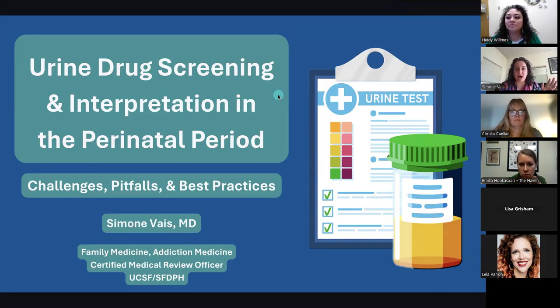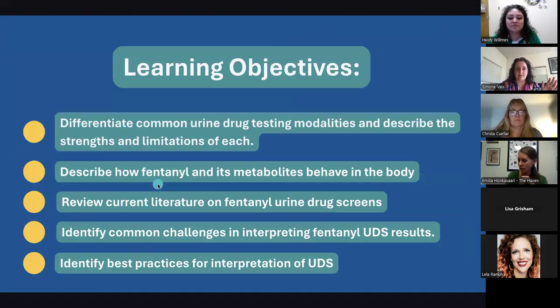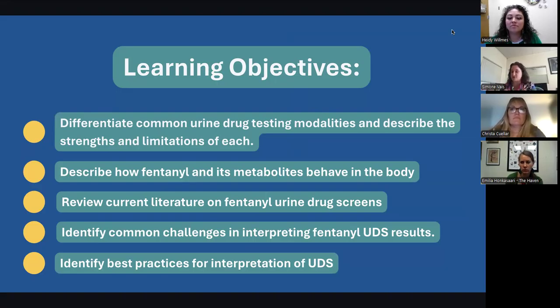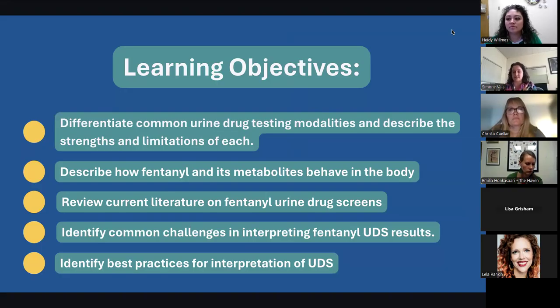Okay, so my goals for today are to first talk about the different types of urine drug testing modalities that exist. I find that there can be a lot of confusion in the nuances of this, so I'm going to spend a little bit of time on it. Then I'll focus for a while on fentanyl and its metabolites and how they behave in the body. Understanding how fentanyl works in the body is one thing, but what does the literature tell us about how long fentanyl stays positive in people's urine?